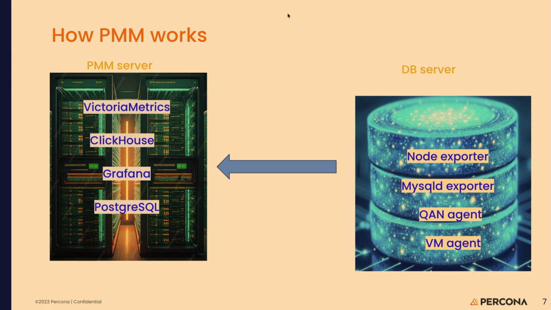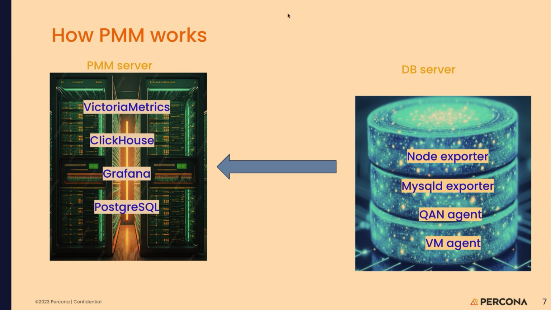On the DB server, the PMM agent is the main process that communicates with the PMM server and manages the life cycle of exporters. There will be 2 exporters, Node exporter and MySQL exporter. For MySQL, it is MySQL exporter. For MongoDB and Postgres, there will be other exporters.